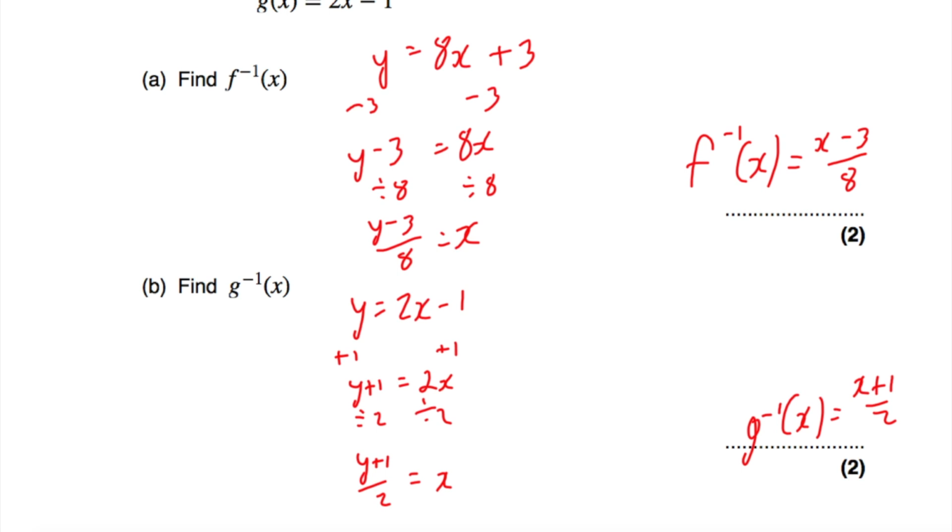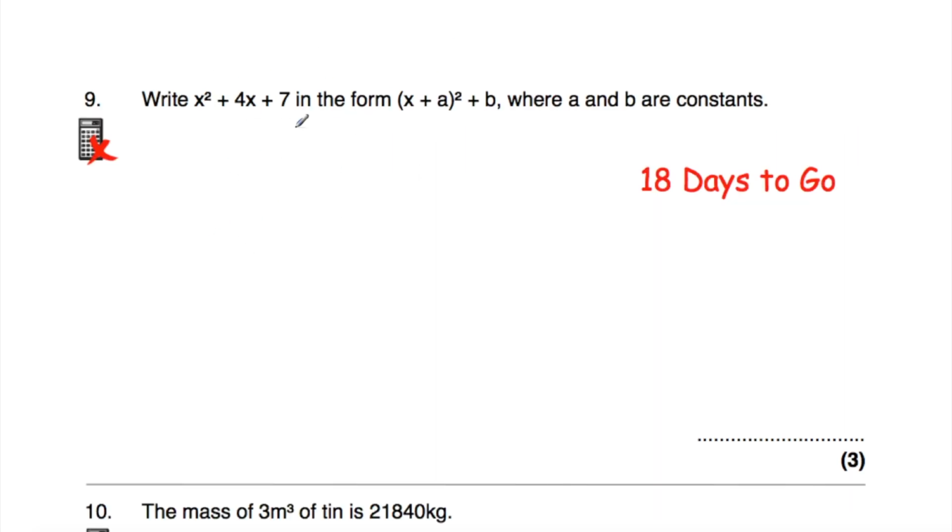Okay, let's look at our next question. Question number 9 is completing the square. We've got this quadratic, and we want to write it in the form x plus a, close bracket squared, plus b. So let's open up our brackets and put x. We have a look at the coefficient of x. It's a 4. So we're going to half this to be 2.